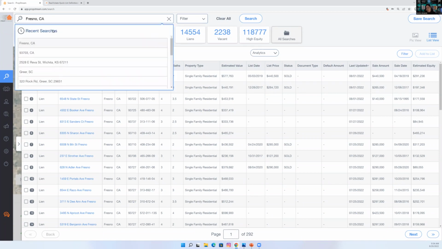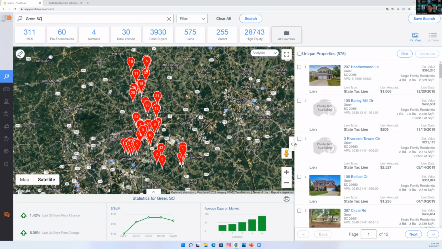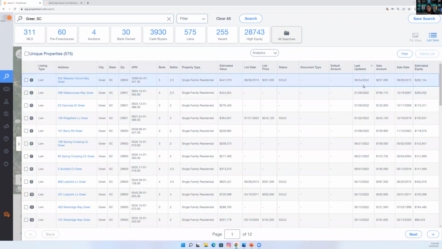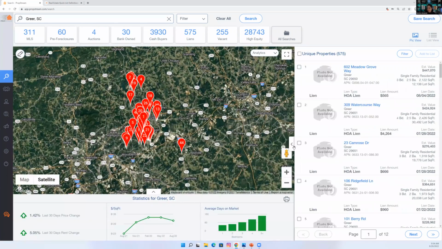But what happens in Fresno does not happen in Greer, South Carolina, right? If I go to South Carolina and ask when's the last time you updated your liens, you'll notice that they're actually a little bit sooner. They updated on the 4th rather than the 1st, and Fresno is a major city, right? So updates happen every day on our end, but your city, your market has its own frequency. And the best way to look at that is by using this view right here called the spreadsheet view.